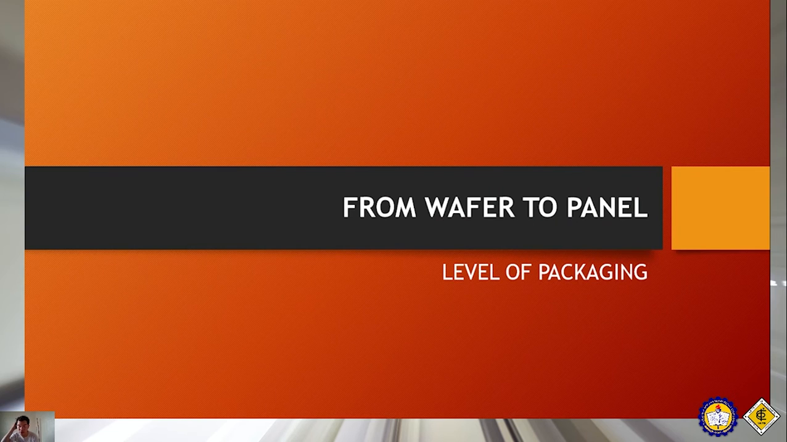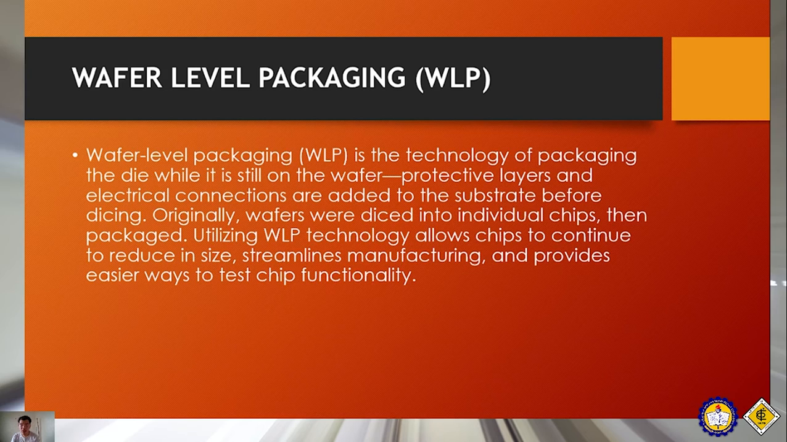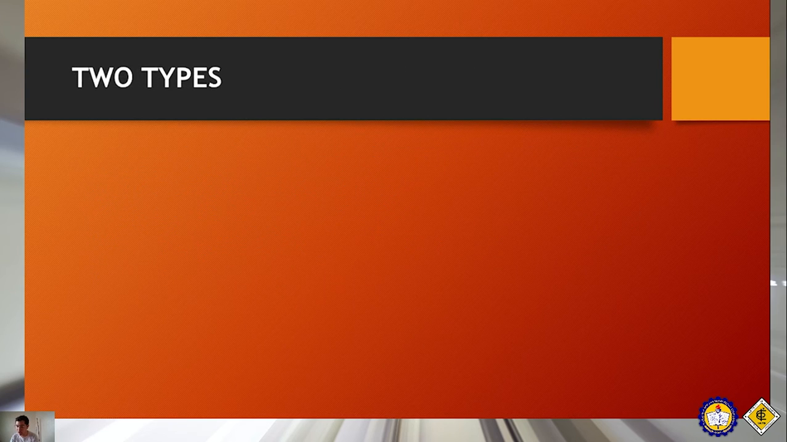So this is from wafer to panel level packaging. Wafer level packaging is the technology of packaging the die while it is still on the wafer. So protective layers and electrical connections are added to the substrate before dicing. Originally, wafers were diced into individual chips, then packaged. Utilizing this WLP technology allows the chip to continue to reduce in size, streamlines manufacturing, and provides an easier way to test chip functionality. So we have here some examples of this.